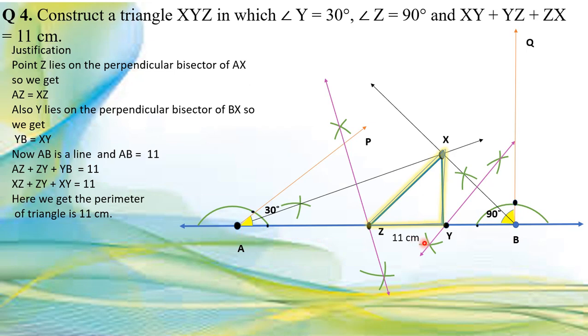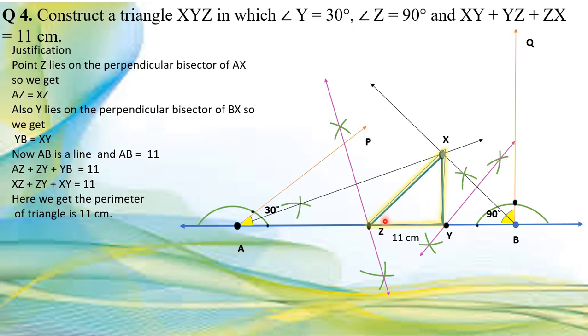Now here AB is the line segment drawn for 11 centimeter. So we can write AB is a combination of three parts, AZ plus ZY plus YB, that is equal to 11 centimeter. Then in place of AZ we can write ZX, and in place of BY we can write YX. So we get XY plus YZ plus ZX is equal to 11 centimeter. So in this way the perimeter is proved to be 11 centimeter.